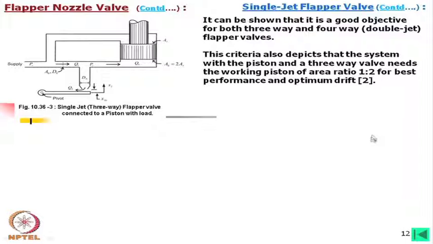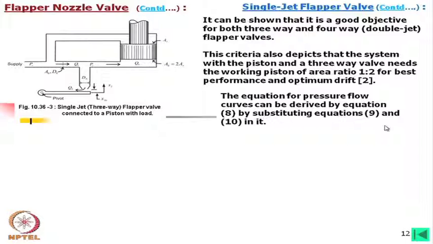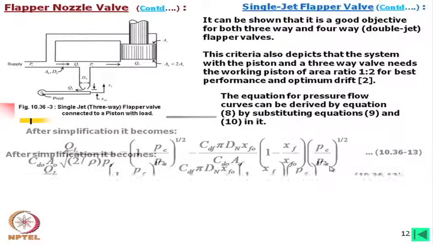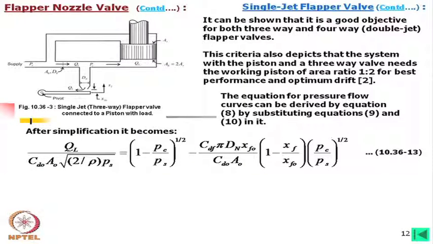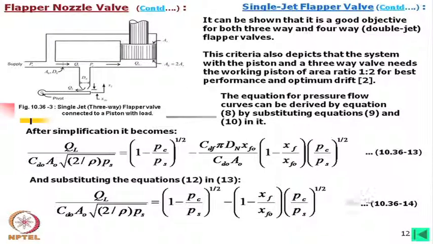But this is important, however we are not analyzing the drift. To know about this drift, we should consult these references. The equation for pressure flow curves can be derived by equation 8 and substituting equations 9 and 10, and then these equations become like this. So this is for the pressure flow curve, we derive these equations. You just substitute this and you can arrive at these equations. Now similarly, substituting 12 and 13, we get these equations, okay.